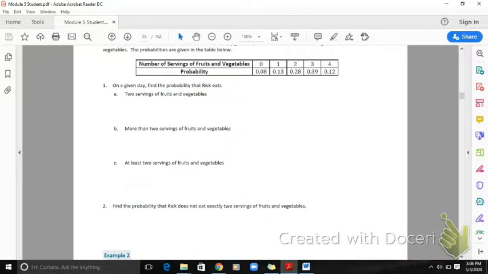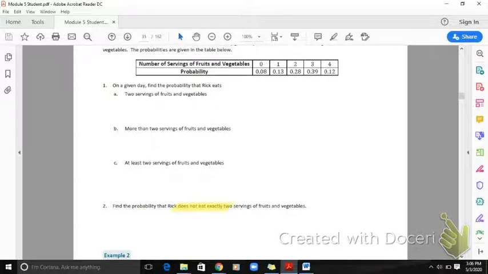Okay, so actually we could look at question 2 also. It says find the probability that Rick does not eat exactly 2 servings of fruits and vegetables. So they want us to figure out what's the chance that he does not eat. So keyword here, pay attention to that. Does not eat exactly 2.